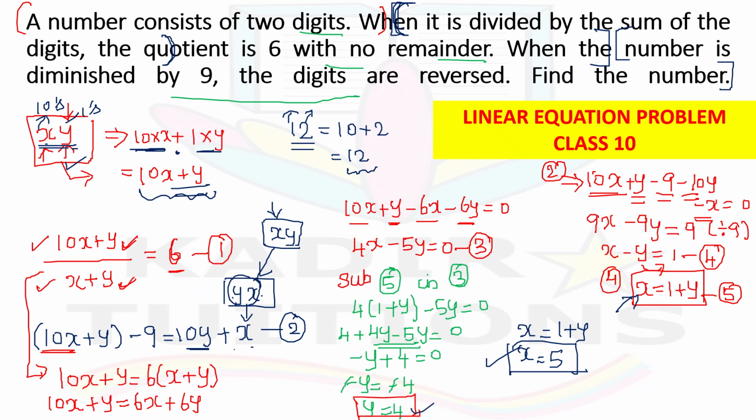But here our question is not yet completed. The question is what? What is the number? That is the question, right? So what is our number? Initially what we have defined as a number, the number is xy, right? So now what is the number? In the place of x, you just keep the value of x, and in the place of y, keep the value of y. So which is 54. So the number is 54. This is the answer for this question.